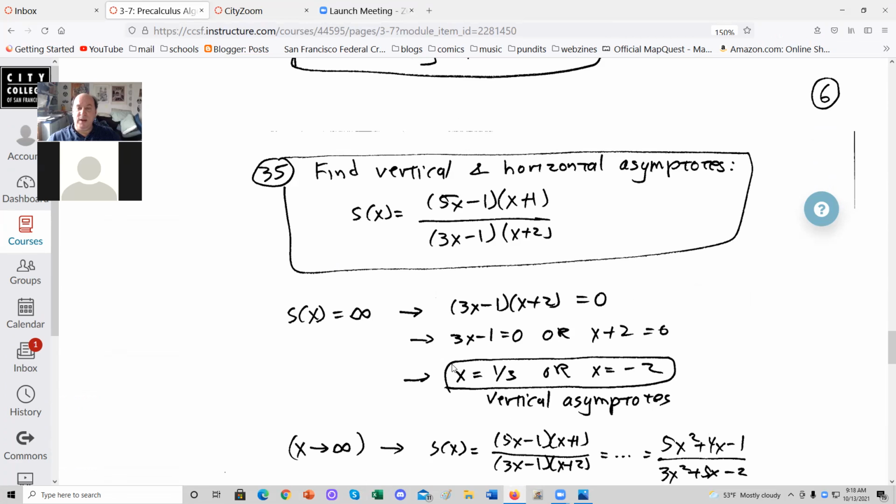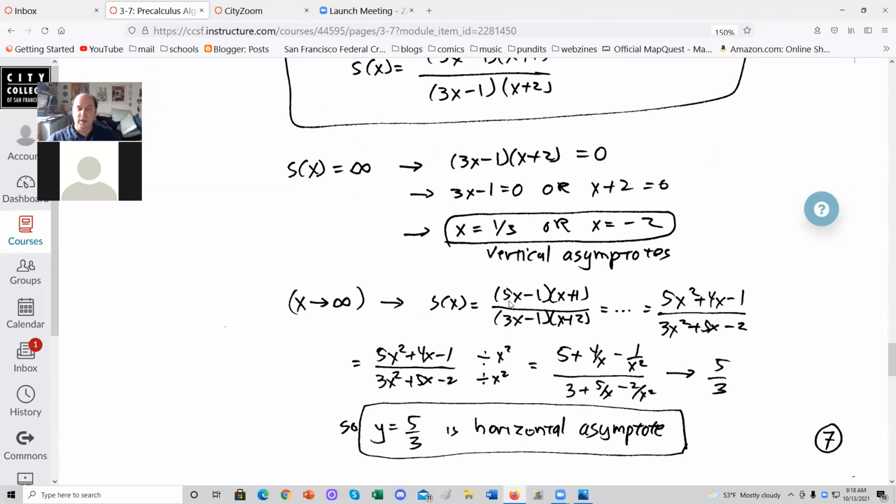Now, here we have a somewhat more complicated one, fortunately factored, find vertical and horizontal asymptotes. For the vertical asymptote, we want when s is equal to infinity. That's when the denominator equals 0, because dividing by 0 yields infinity. So 3x minus 1 is 0, or x plus 2 is 0. And after a little bit of algebra, x is 1/3 or x is negative 2. Those are the vertical asymptotes.